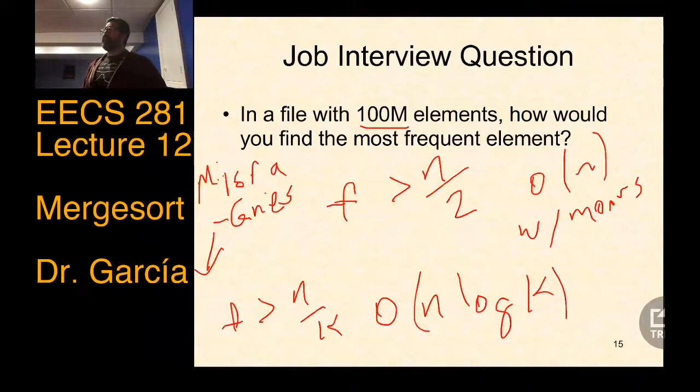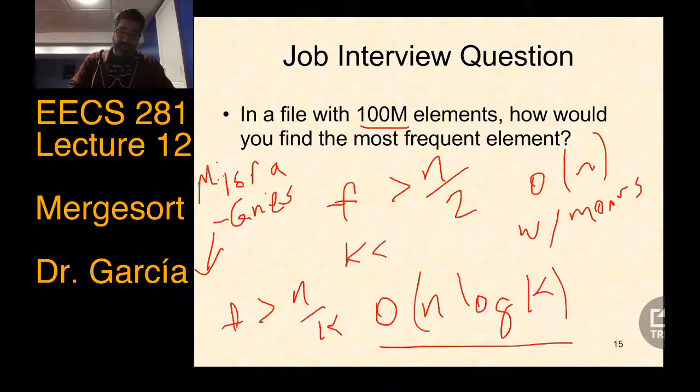Can you think of any approaches, without really getting into specifics, that could be used in the context of an algorithm that knows that the most frequent item appears at least n over k times? Anybody? And k, by the way, we're assuming is a constant, and we're also assuming that k is much, much smaller than n.